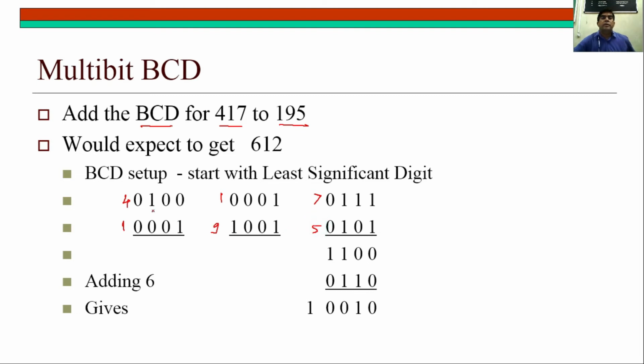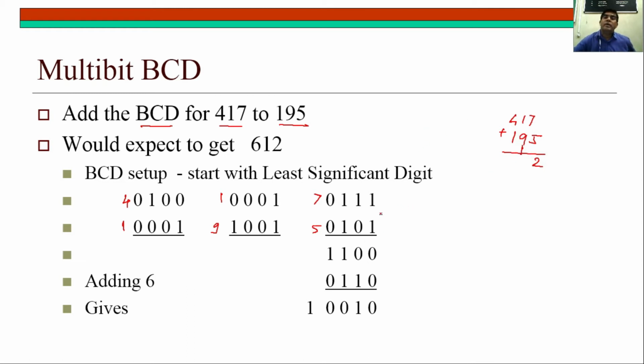So write the individual digits with the help of 4-bit BCD number, one after another, and then add the corresponding bits. Add the corresponding bits. That's all. So here now we have to do the addition 3 times. So first is 7 plus 5. Simply like 417 plus 195. That's all. 7 and 5 is 12. I carry 1.